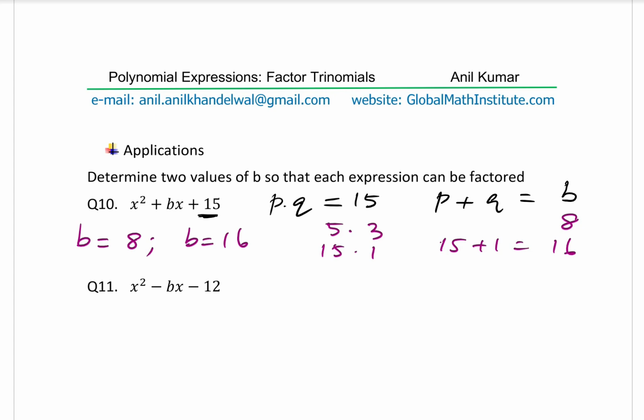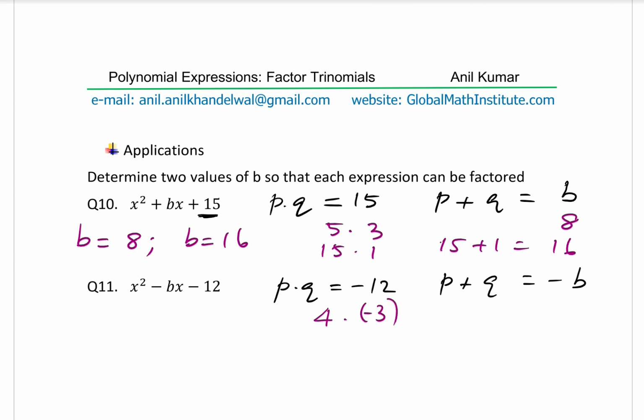Apply this strategy and give me the answer for the next question, right? Okay, here again, we are looking for product and sum. Product should be -12 and sum should be equal to -b. Let's take two numbers which could give you the result. -12 means one number should be positive and one number should be negative.